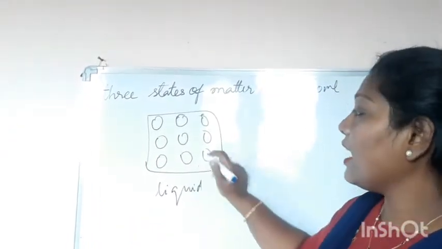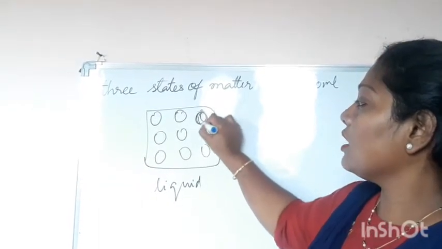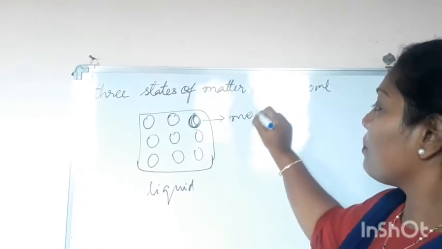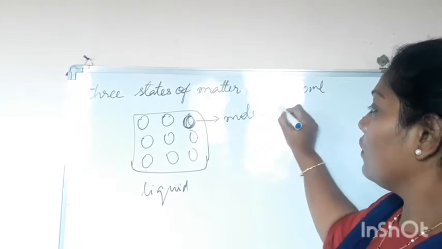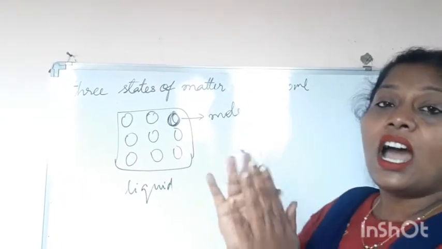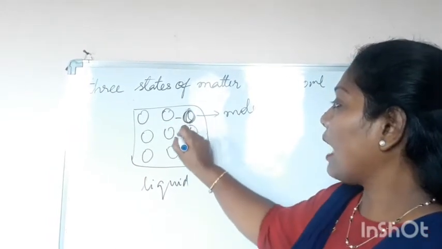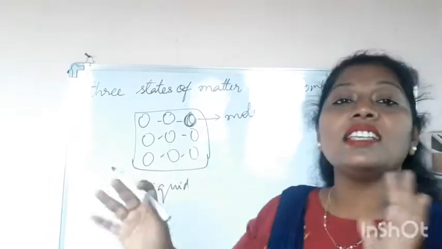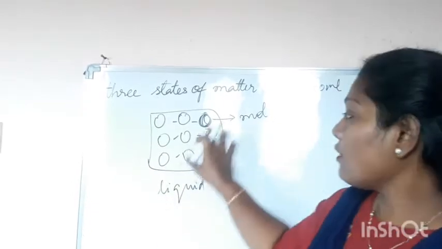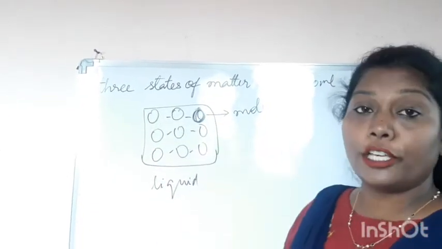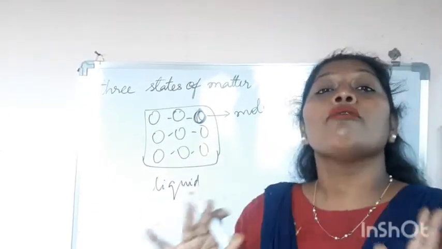The reason behind it is that the molecules present in the liquids have a little gap between them, so that they can easily move. Because of the gap present between the molecules, the liquids can flow.